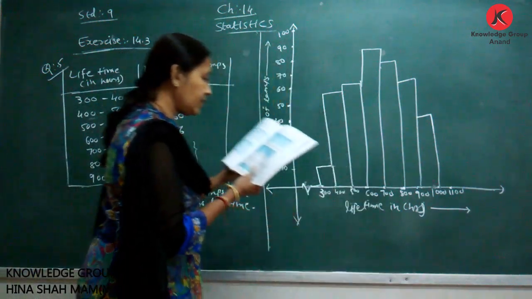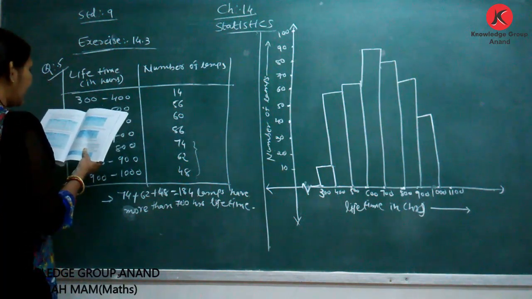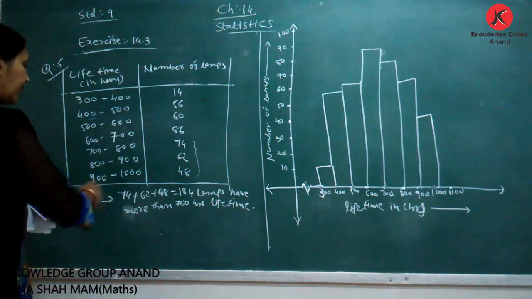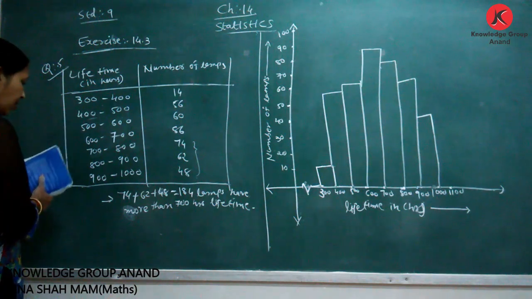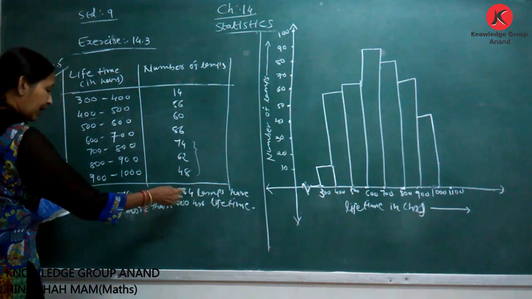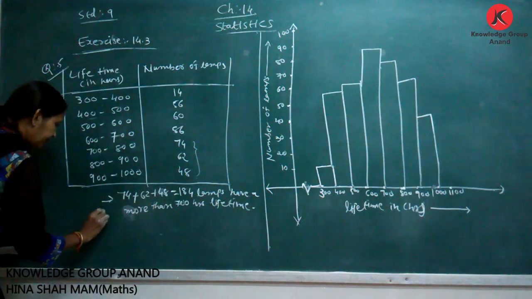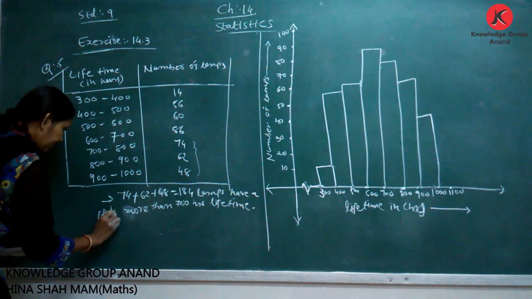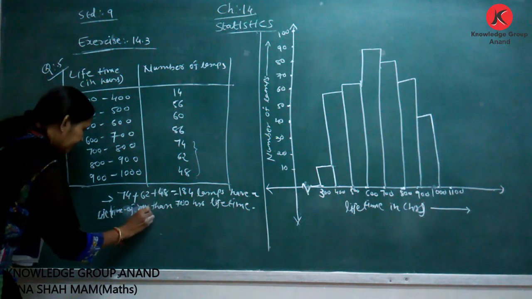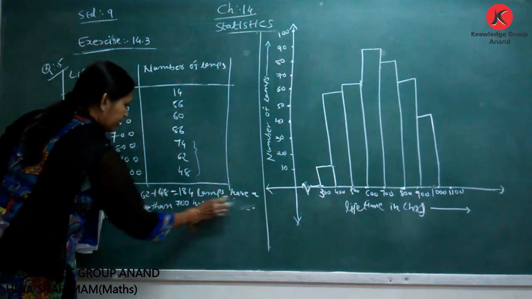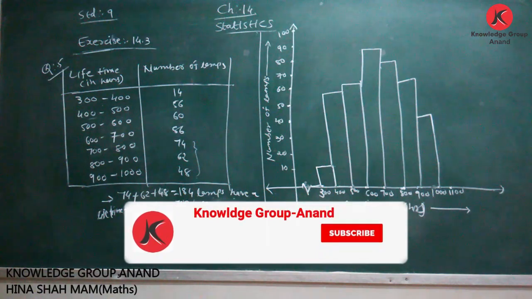Question 2 is, how many lamps have a lifetime of more than 700 hours? 184 lamps have a lifetime of more than 700 hours. Here question number 5 is completed.